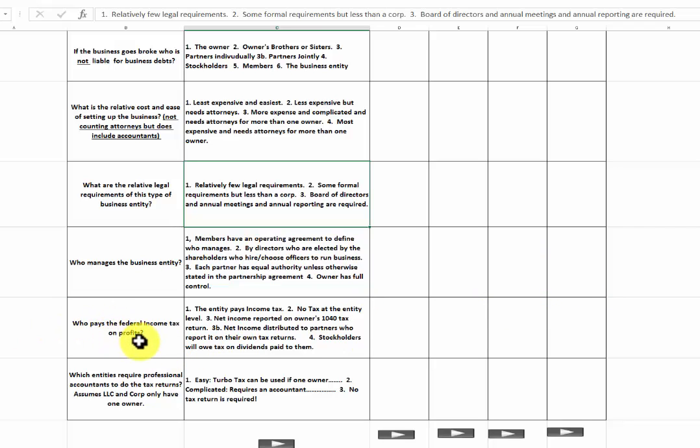Who pays the federal income tax on profits? The entity pays the income tax. Well, that would be the corporation. No tax at the entity level. That is the LLC, and that is a sole proprietorship, and that's a partnership, because none of those entities pay tax at the entity level. Even though the LLC is a separate legal entity, it is a pass-through entity for all earned income, and that's one of the great advantages over a corporation, where a corporation can be double taxed.